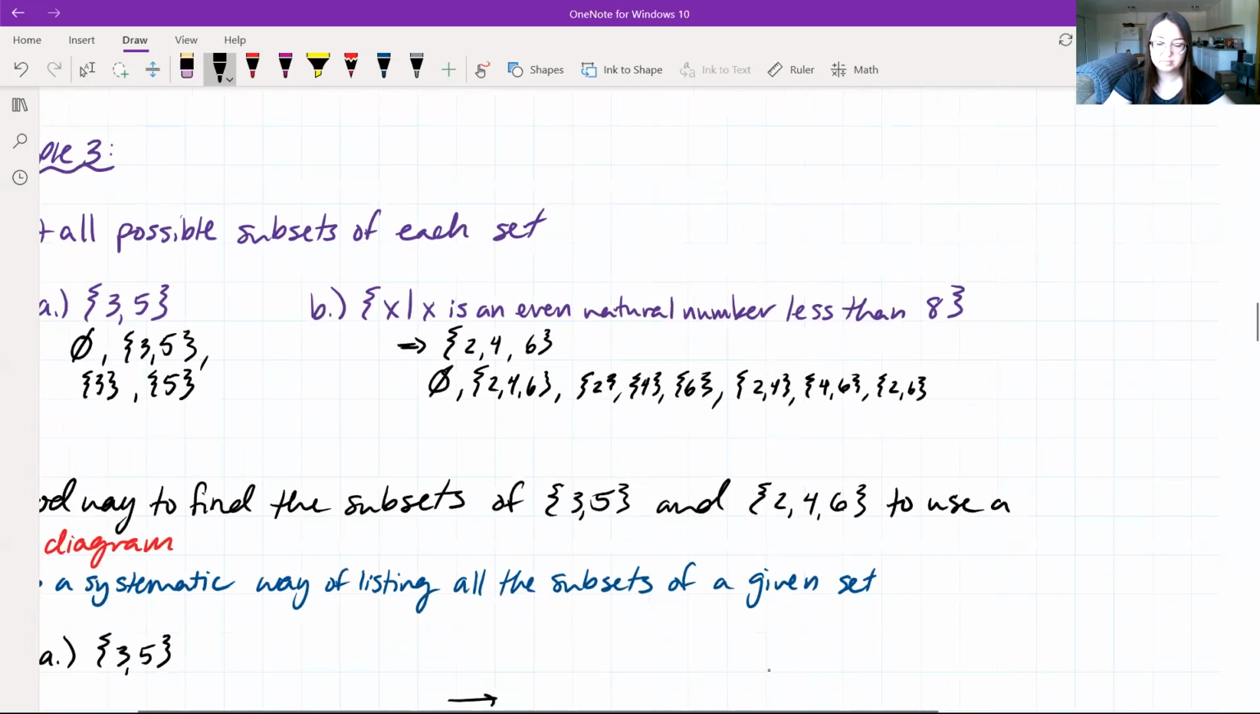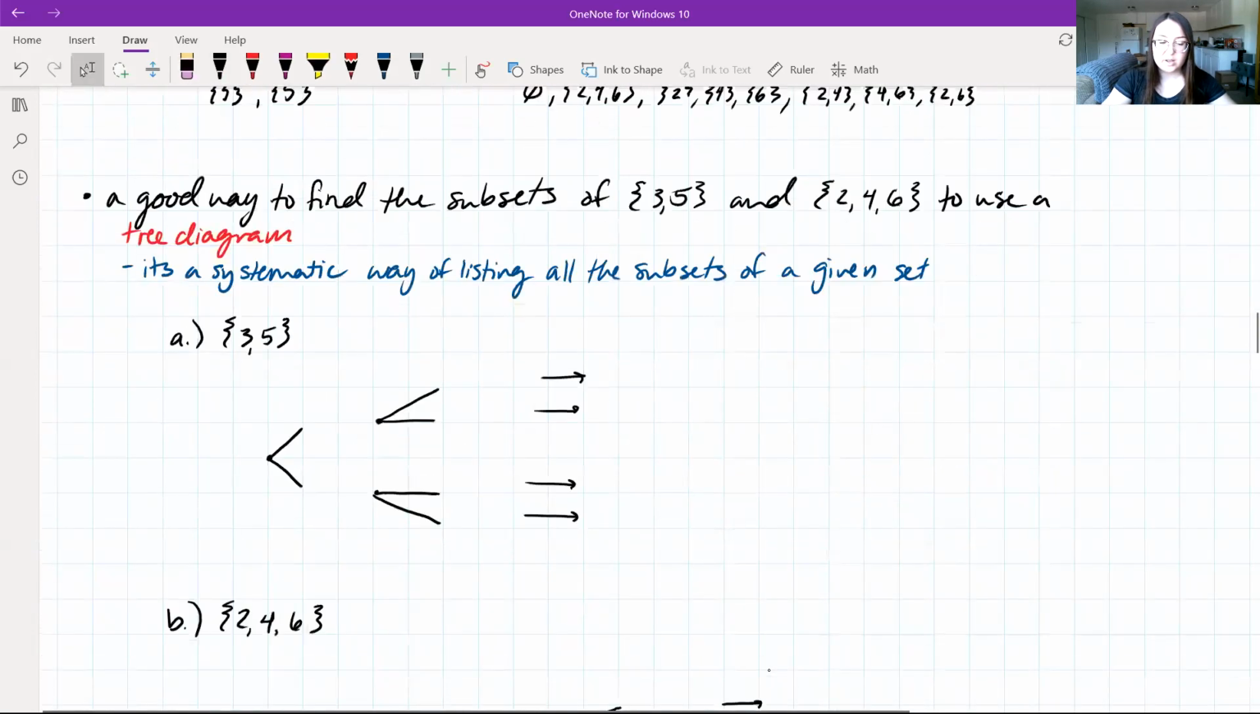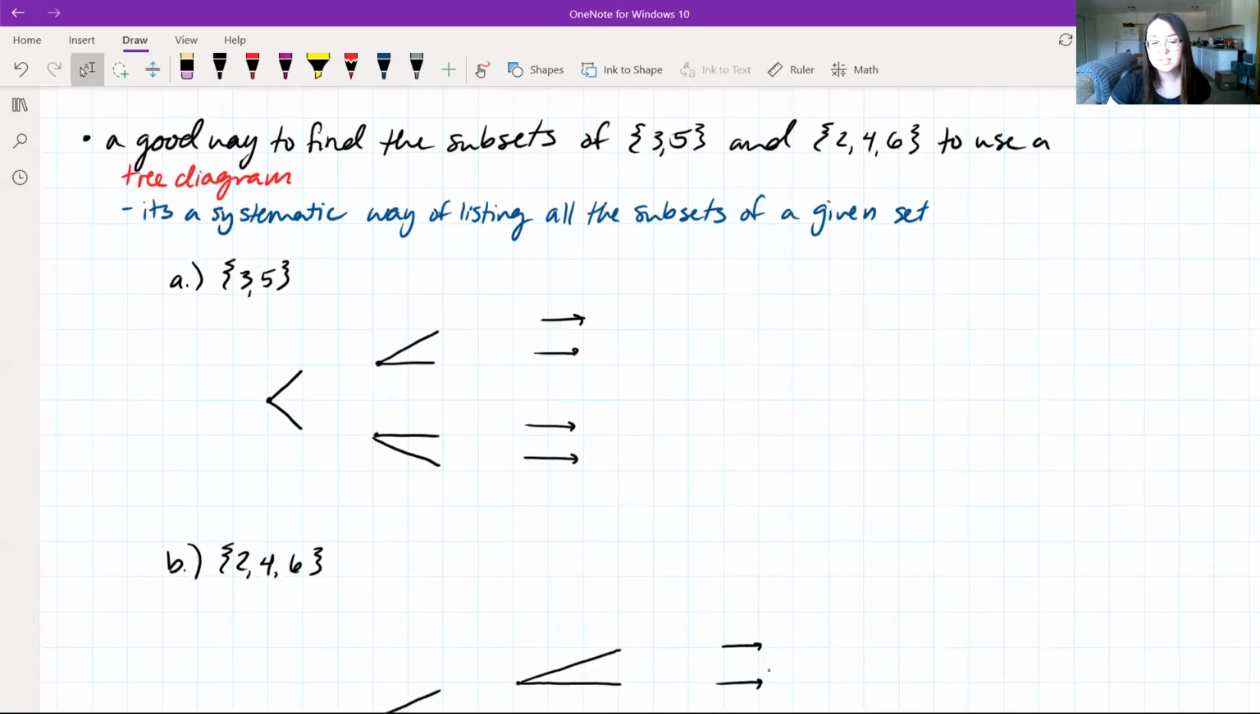Now, a good way to find the subsets of 3, 5, and 2, 4, and 6 is to use a tree diagram. So you probably at some point heard what a tree diagram is, but it's just a systematic way of listing all the subsets of a given set. So how are we going to write this tree diagram?